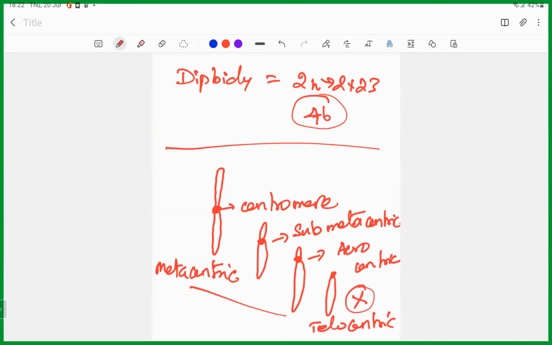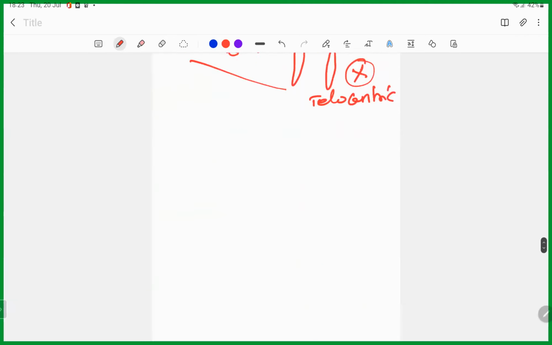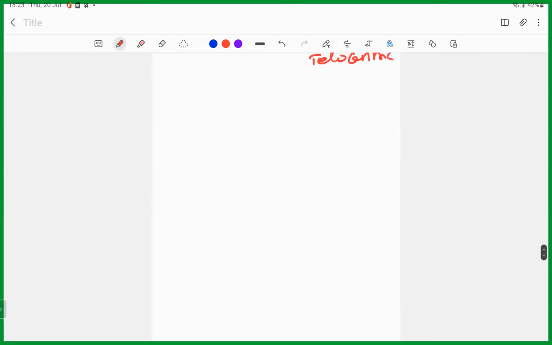Acrocentric: very, very short arm, very, very large arm. One part is very short, another part is very long. Fine. Another term you should know is homologous chromosome and non-homologous chromosome. What is a homologous chromosome? See, look at that.